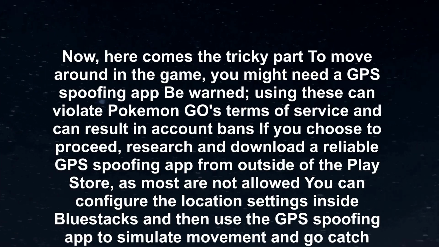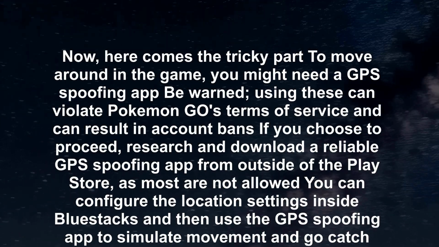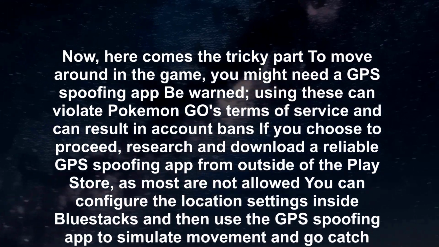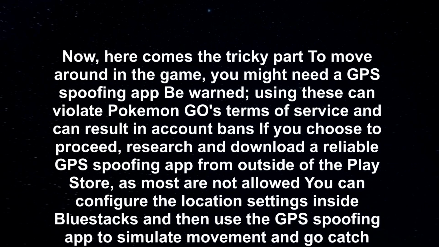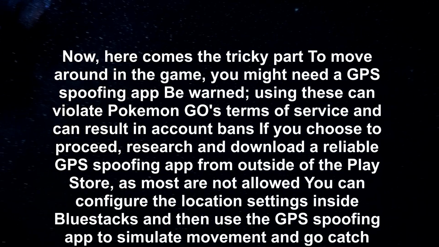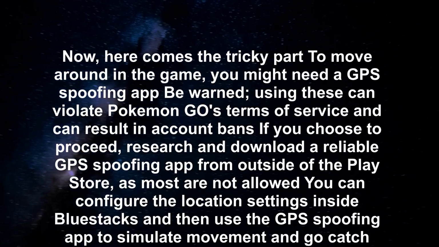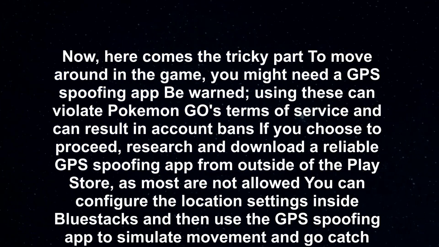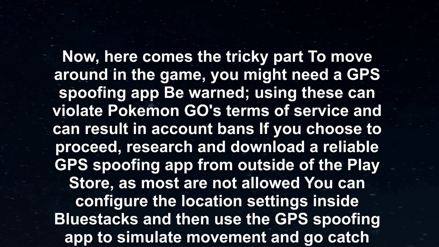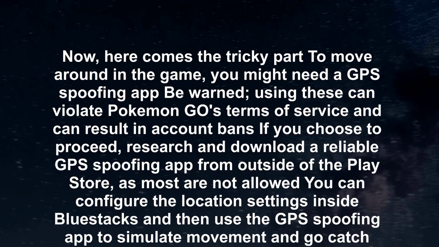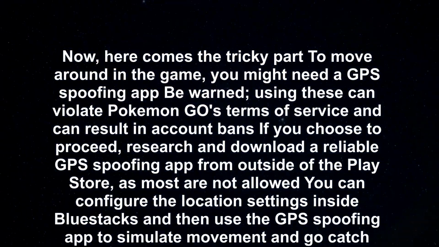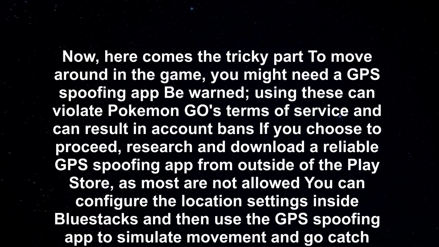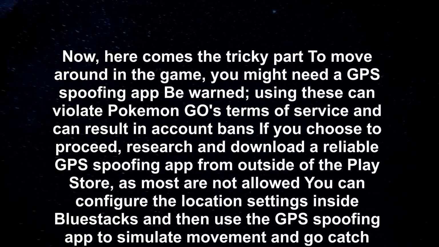Now, here comes the tricky part. To move around in the game, you might need a GPS spoofing app. Be warned. Using these can violate Pokemon Go's terms of service and can result in account bans if you choose to proceed. Research and download a reliable GPS spoofing app from outside of the Play Store. As most are not allowed, you can configure the location settings inside Bluestacks and then use the GPS spoofing app to simulate movement and go catch Pokemon.